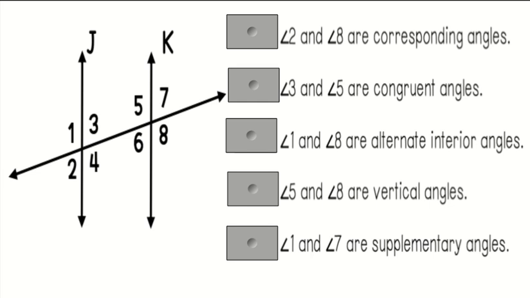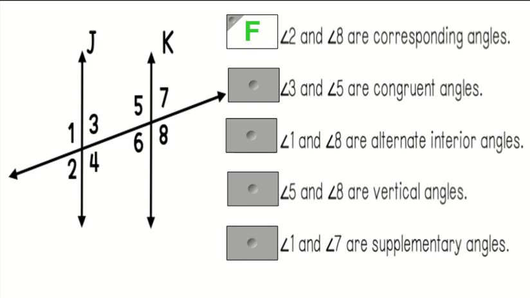All right, so now here's a little trick here because it's got to use the terminology, okay? The first one says angle 2 and angle 8 are corresponding angles. So angle 2 is bottom left. Angle 8 is bottom right. Does that mean they're corresponding? No. They'd have to be either 2 and 6 are corresponding, or 8 and 4 are corresponding, okay? So that'd be false. They're just asking if these are true or false.